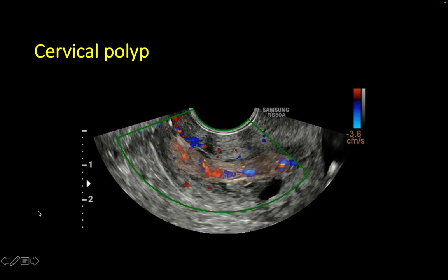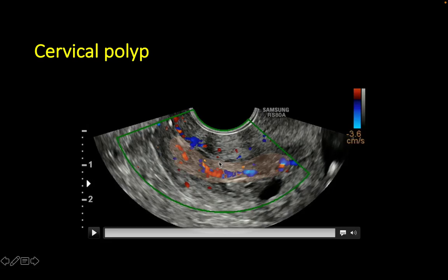Now moving on, this is just to show you that this was actually the entire extent of this polyp in the cervix. So it was this big.